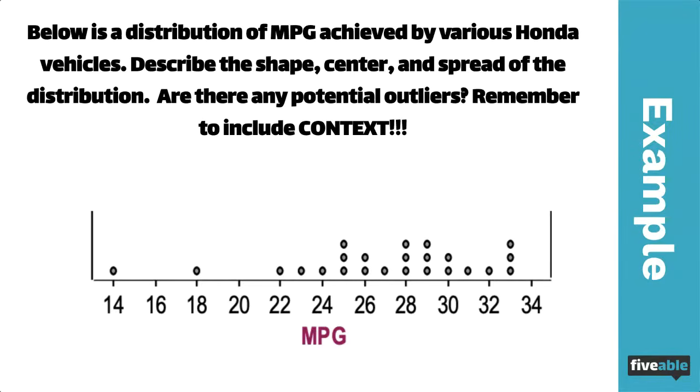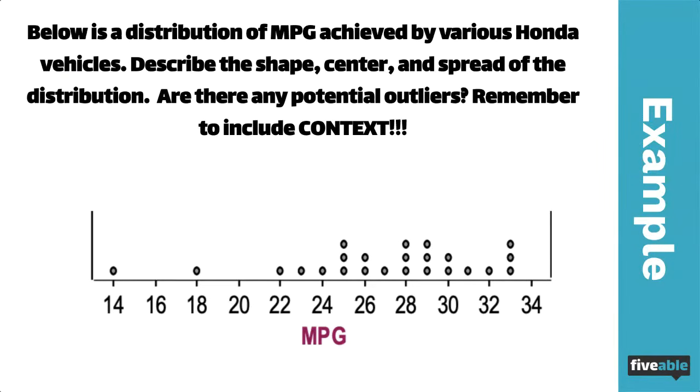Now, at some point when talking about those 4 items, I needed to talk about the context. Context just means you mention what the data is about. So maybe I could say the center of the distribution of MPGs achieved by various Honda vehicles is around 27. That right there gives me context for the whole problem. So I don't need to bring up context again. I just need to say it one time.